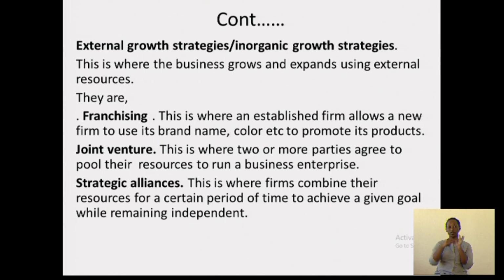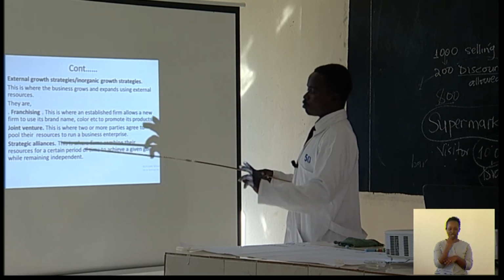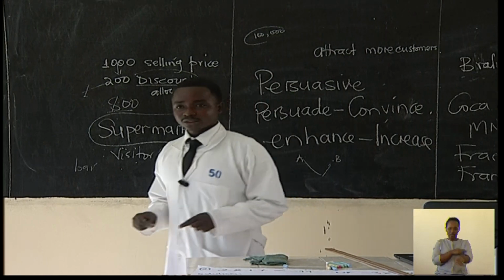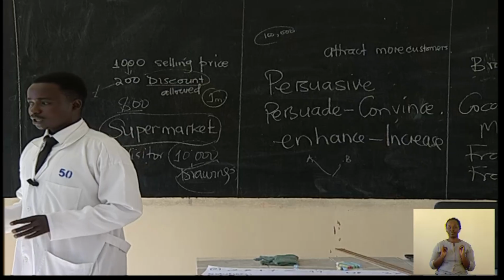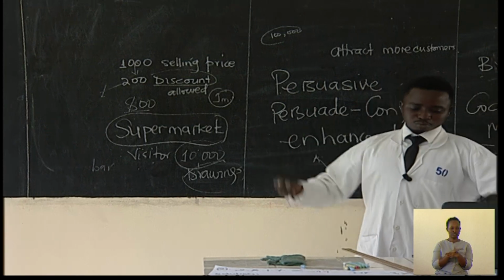Meaning that with joint venture, you are one business strictly under one brand name, using one trademark. But with strategic alliances, you combine your resources, but you maintain your independence. So that is strategic alliances, which is also an external growth strategy that can be used by farms or businesses to grow and expand.